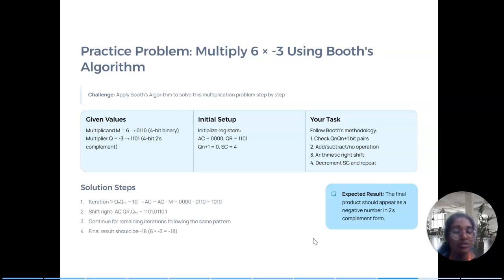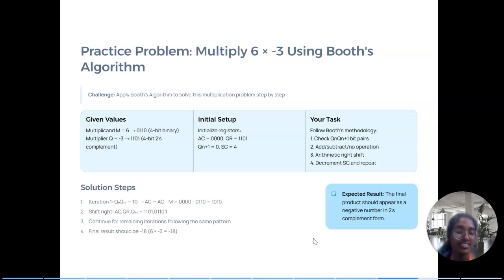First, we have to initialize the registers. AC equals 0000. QR equals 1101. Qn plus 1 is 0. SC equals 4. Now, our task is to follow Booth's methodology. First, we have to check the Qn, Qn plus 1 bit pair. Then we add, subtract, or do no operation if nothing is required. Then arithmetic right shift, then decrement SC and repeat. These are the solution steps. Iteration: first we iterate, then right shift, then the final result.